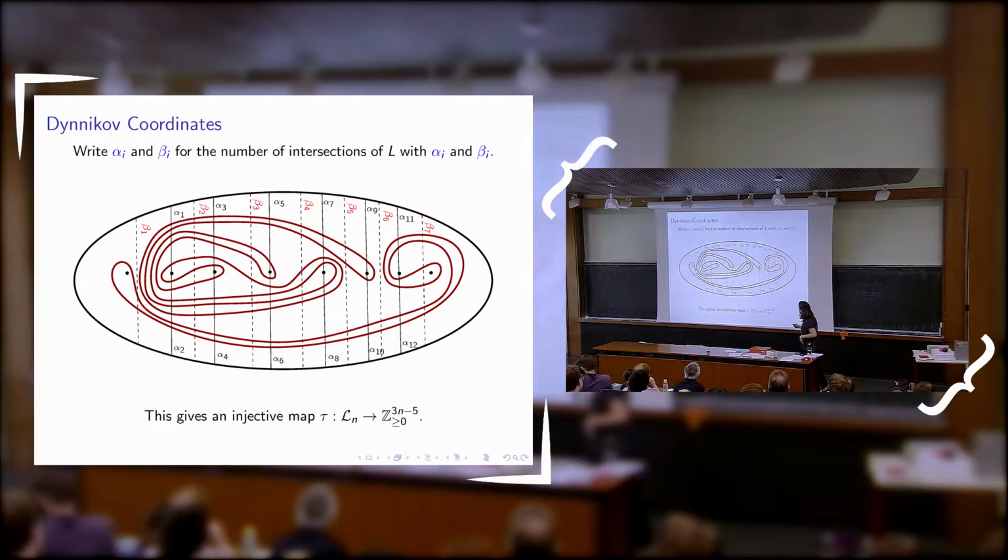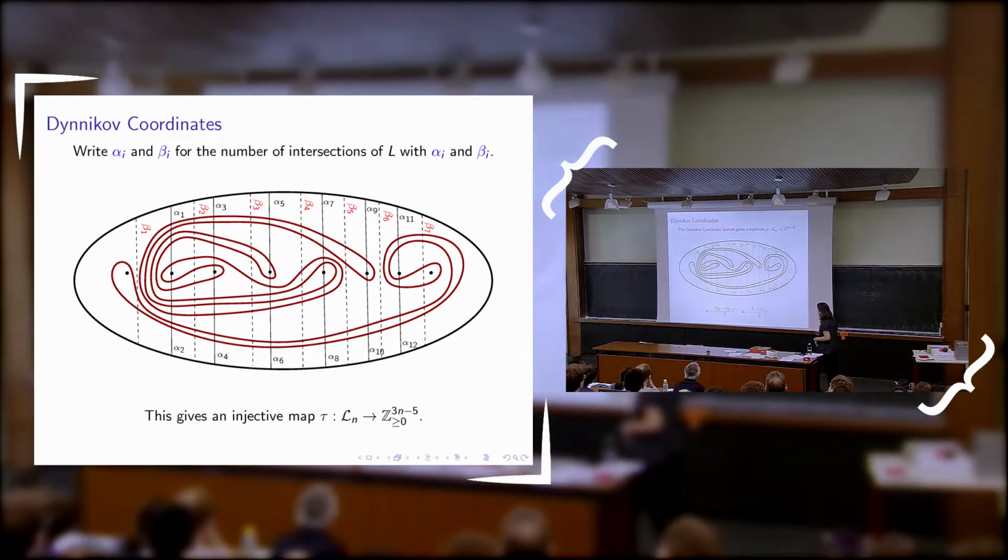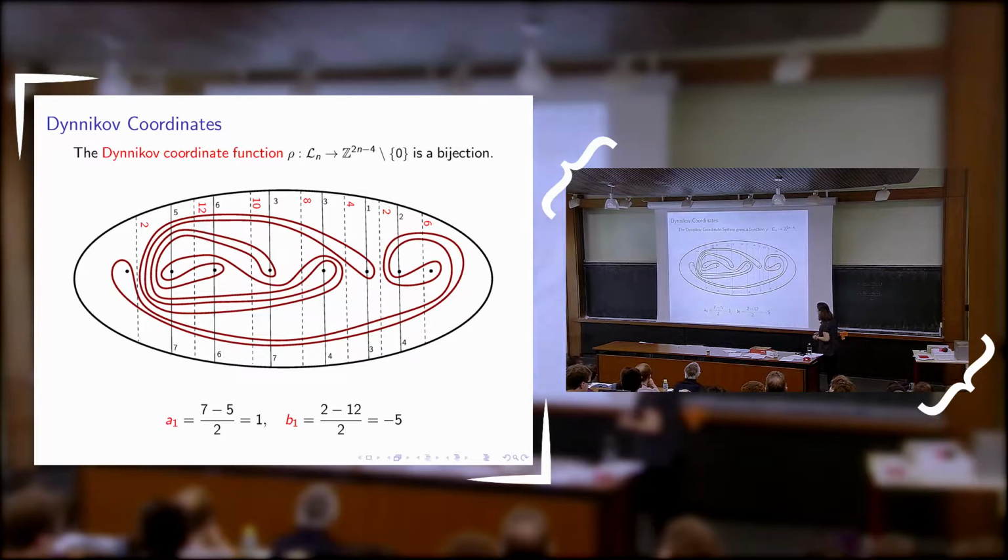So the alpha_i's are joining the punctures to the outer boundary of the disk, and the odd indexed ones are above the punctures. Okay, so let me compute a_1 for this particular example. If you look at the number of intersections on alpha_1 here and alpha_2 here, (7 minus 5) over 2 is equal to 1. So this is the first Dynnikov coordinate of the multicurve.